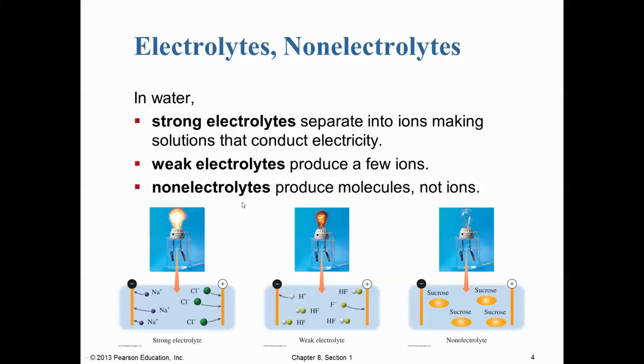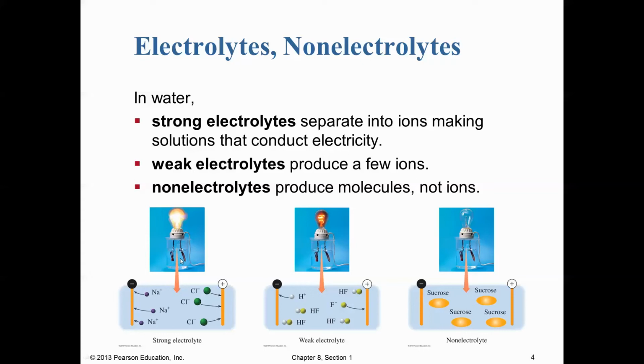And then finally we have non-electrolytes, which are going to be molecules, or in other words covalent compounds, that don't produce ions when dissolved in water. And really common examples of these would be things like carbohydrates, like starches and sugars, as well as alcohols.